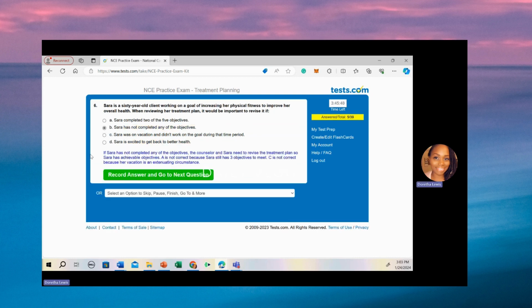We're going to go with B. If Sarah has not completed any of the objectives, the counselor and Sarah need to revise the treatment plan so Sarah has achievable objectives. A is not correct because Sarah still has 3 objectives that she has to meet. C is not correct because her vacation is an extenuating circumstance.